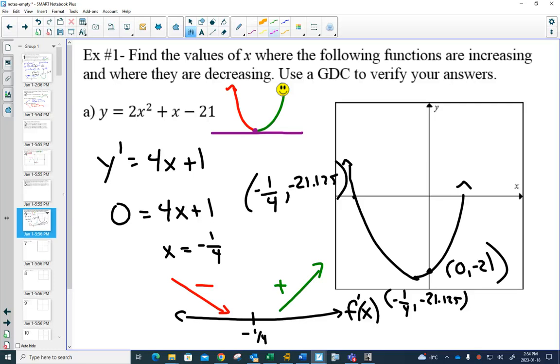X-intercepts are nice to add, but if you wanted to find the x-intercepts, you'd have to factor, and if this one doesn't factor nicely, then you'd have to use your quadratic formula. Does it factor nicely? 2x and x, 3 and 7, make the 7 positive 3. Oh, yes, it does.